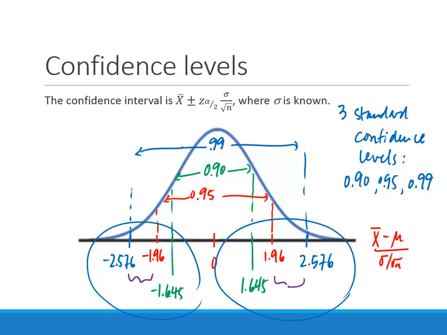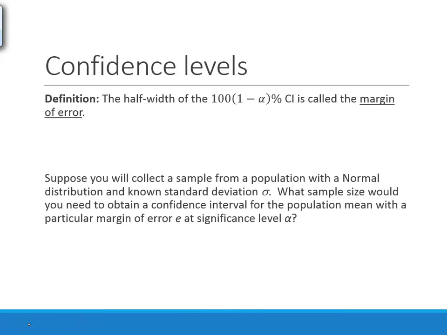Okay. One more thing to talk about here to finish up this little section. One other definition to give to you is this thing called the margin of error. So that's the half width of a confidence interval. It's called my margin of error. So how far off am I, or how much error am I giving myself here?